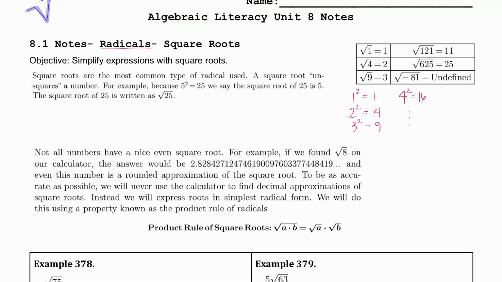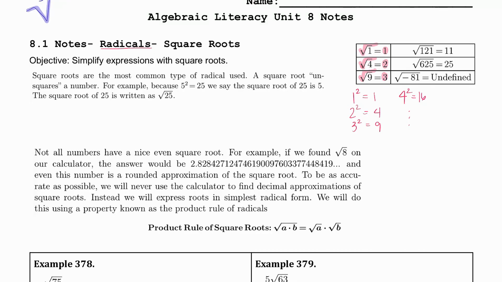So the square root is basically the inverse of that. If I have the square root of 1, it's saying, what number times itself gives you 1? Well, 1. The square root of 4 says, what number times itself gives you 4? Well, 2. The square root of 9 says, what number times itself gives you 9? 3. So it's the inverse of squaring something.